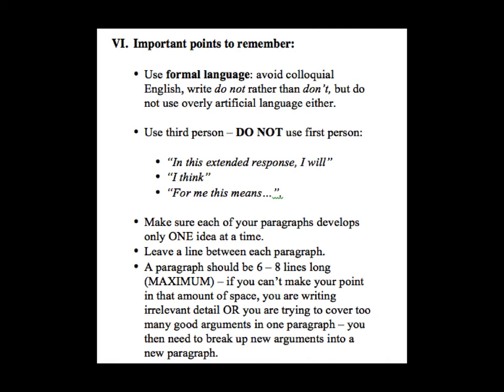A common question is about how many lines should be in a paragraph. Ideally, as I've previously stated, 6 to 8 lines would be a maximum. If you can't make your point in that amount of space, as I say here, you're writing irrelevant detail or you're trying to cover too many good arguments in one paragraph. This is often a cause of great anguish for students because they find themselves trying to cover too much in a very small space.